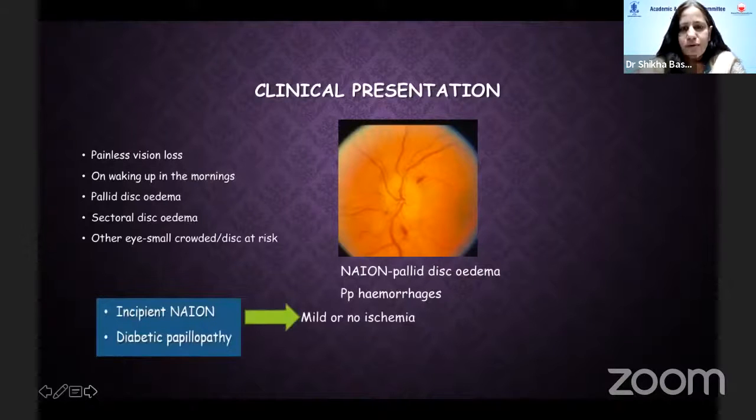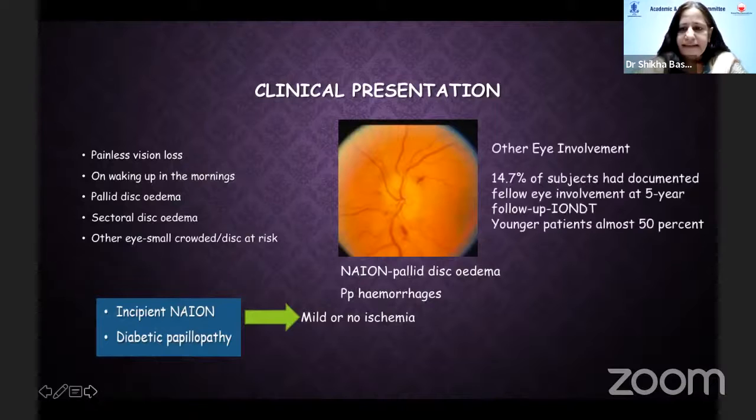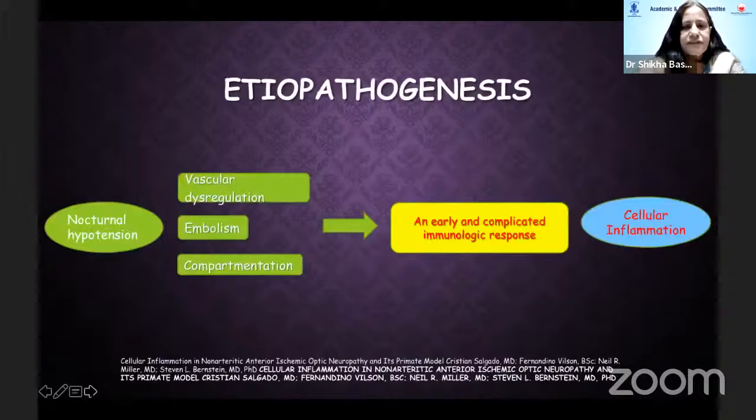Another thing that is noticed in this entity is incipient NAION or diabetic papillopathy. In these conditions, the ischemia per se is very mild, or there may not be any ischemia, so the visual loss is very less in these cases. The other eye involvement is 14.7% according to the IONDT. But various other studies have shown that in younger patients, the other eye involvement is almost 50%.